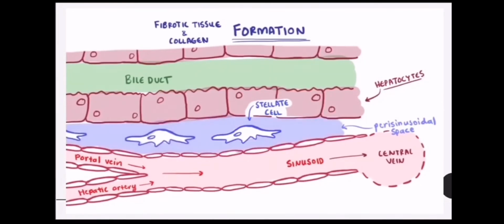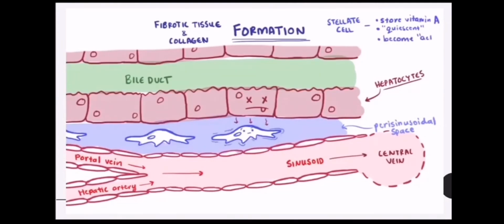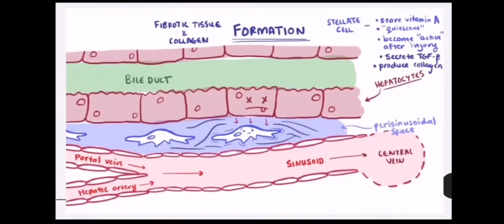Usually in healthy tissue, the main function of these cells is to store vitamin A, and they are otherwise considered quiescent or sort of dormant. When the hepatocytes are injured, they secrete paracrine factors that activate and change the stellate cells. When activated, these stellate cells lose the vitamin A, proliferate, and start secreting transforming growth factor beta, which then causes them to produce collagen, which is the main ingredient in the extracellular matrix, fibrosis and then scar tissue.